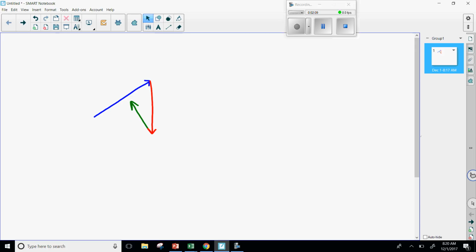Now, obviously, that one would not be in equilibrium because your ending point's not the same as your starting point. So where your object is going to move is from the tail, the end of the very first vector, to the tip of the very last vector. And this right here is what is called your resultant. That's the result of what your object's going to do.